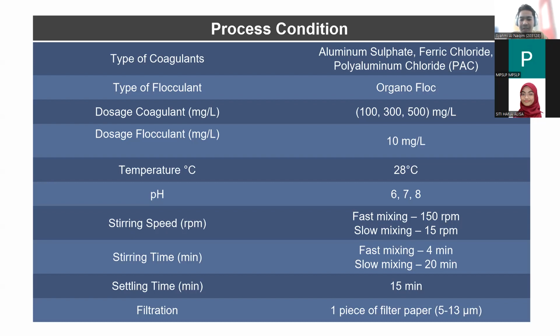Kenapa? Mungkin juga ferric chloride tak bagus. Contoh, mungkin PAC tak bagus because awak not doing it at its optimum pH. Itu saja, rather than dia memang tak bagus comparatively.